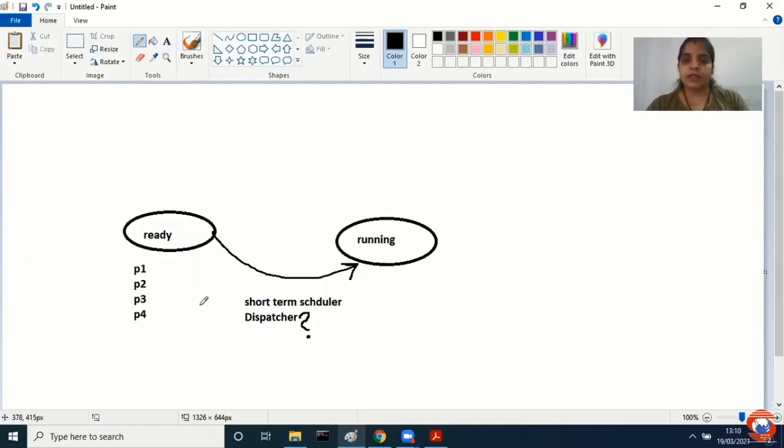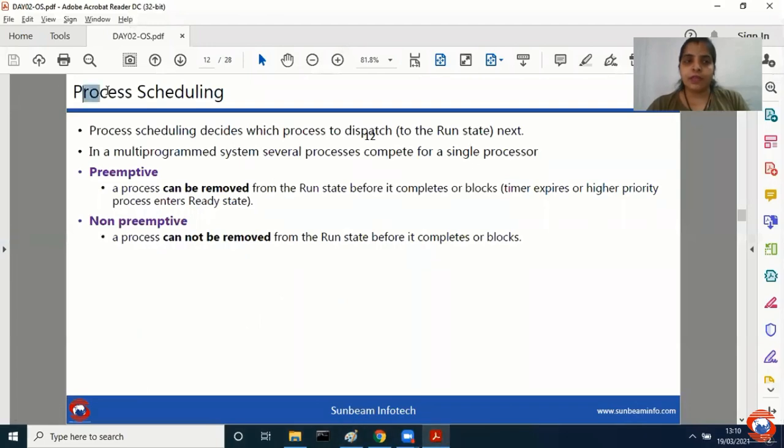There can be some criteria via which your dispatcher can take a process from the ready state by moving it to the running state. Now, the answer to how is by performing process scheduling. What does process scheduling decide? It decides which process to dispatch to run next, right?